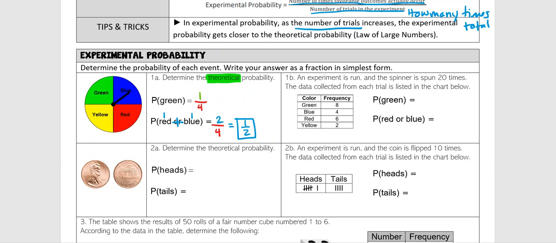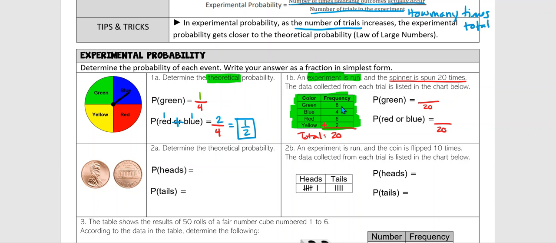So now we're going to find the experimental probability. So this is after we did the experiment. And here is our data. So when we talk about experimental probability, we have to use data from an experiment. An important thing to note here is that the spinner is spun 20 times. And if we didn't know that, we could add up all these trials. 8 plus 4 is 12, plus 6 is 18, plus 2 is 20. So we would still get that same total. So for experimental probability, the total is always going to be the number of times that we did it.